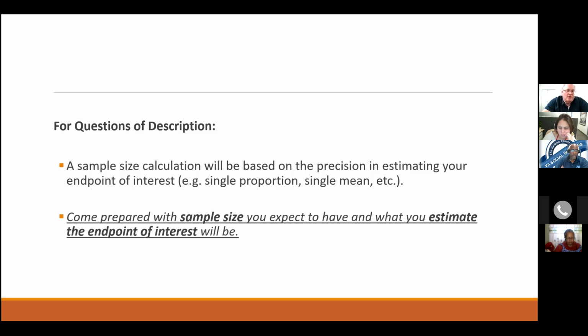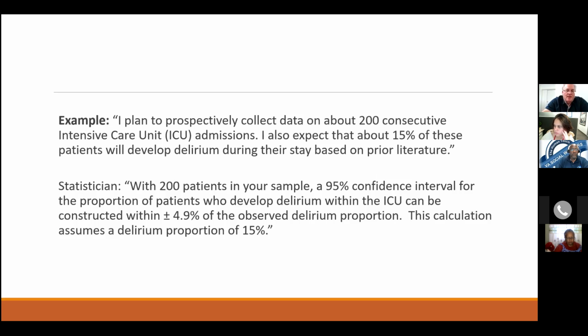The easiest way to do that when it's a question of description, meaning we're just going to describe some proportion in that population, like the prevalence of high cholesterol in a group of diabetics, for example, is to justify your sample size based on how much precision you'll have around the estimate you're measuring. So for example, let's say the researcher says, I plan to prospectively collect data on about 200 consecutive intensive care unit admissions. So they're telling you up front, my sample size is 200. Maybe that's all that's available to them.